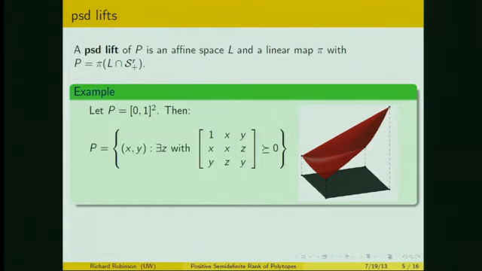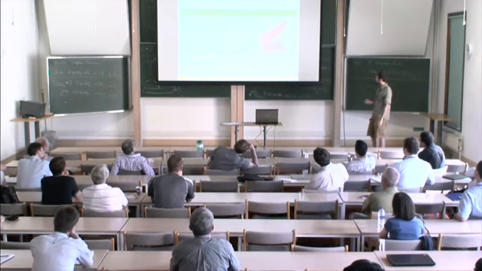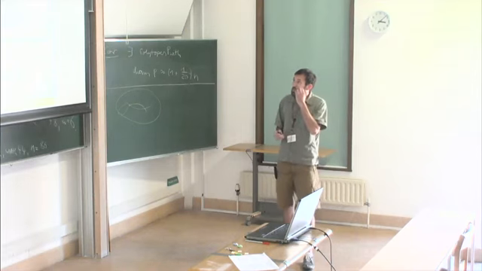Okay, so we define a PSD lift to be a slice of a PSD cone that projects to our polytope. Here is an example of what this looks like. If we consider the square in the plane, then we can slice the PSD cone with this affine space, and we project onto the xy coordinates, and that gives us our polytope. So here I have plotted the x, y, and z coordinates, and then we see that they project onto the square. Okay, so that's what a PSD lift is.